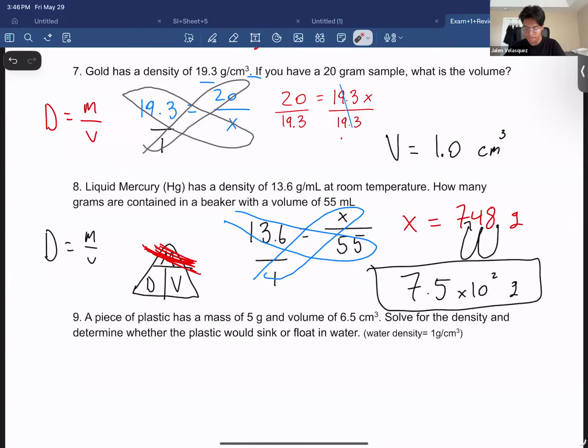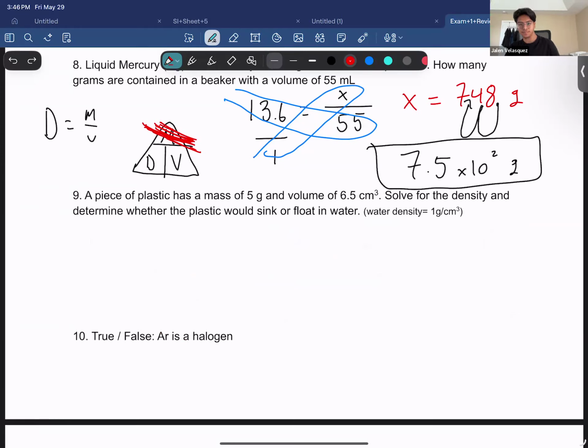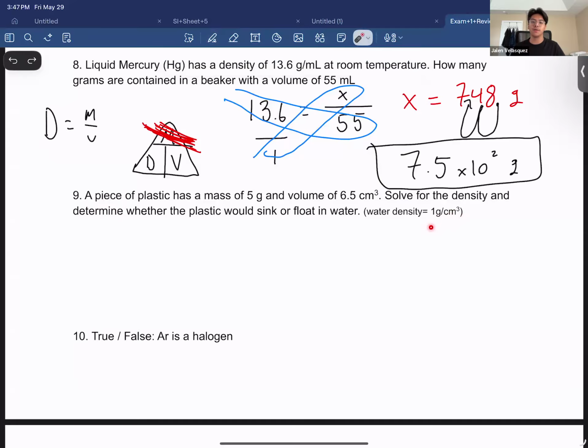A piece of plastic has a mass of 5 grams and a volume of 6.5 cubic centimeters. Solve for the density and determine whether the plastic would sink or float in water. Here I provide you the density of water, which is 1 gram per cubic centimeter. The math on this one is very easy because it's just straight up plug and chug, right?